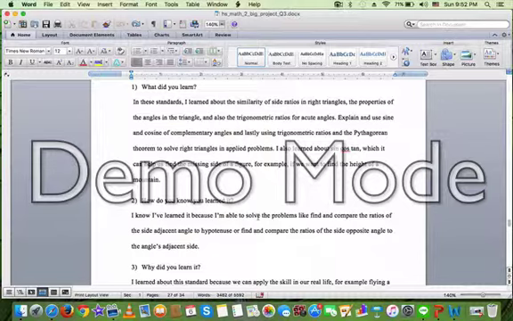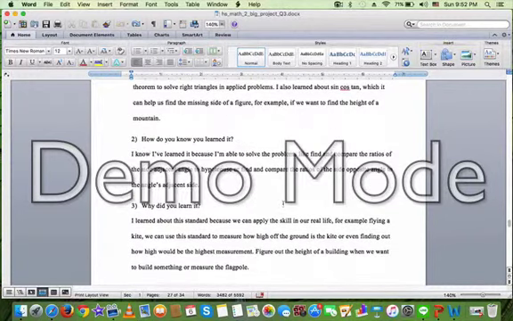And the next one, I combine these three standards, which is mainly about the similarity of side ratios in right triangles, the properties of the angles in a triangle, and also using the trigonometric ratios for acute angles. So explain and use sine, cosine, tangent of the complementary angles. For example, if we want to find the height of a mountain, we can use the correct formula for it.